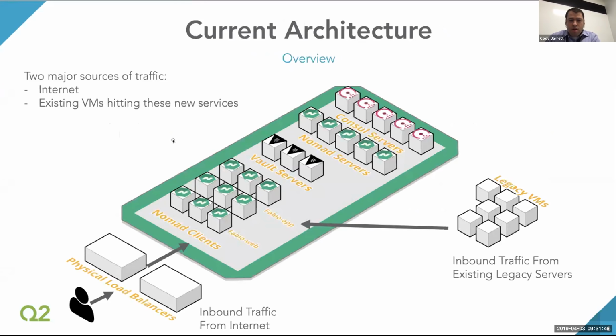And so just a visual of our architecture. We have two sources of traffic for our Nomad clusters. We have end-user traffic from the internet, which comes in through hardware appliances, and that hits our Nomad clients. We have our Nomad clients running in dedicated VLANs and subnets, and they're separated by node classes. And then we also have all of our legacy applications running on VMs that are making calls into some of the newer products that we're developing, making calls directly into our applications that run inside of Nomad.